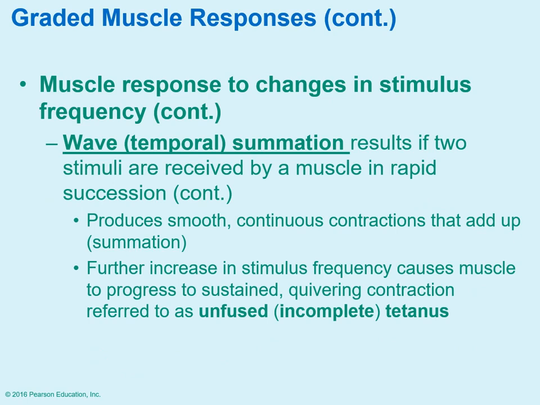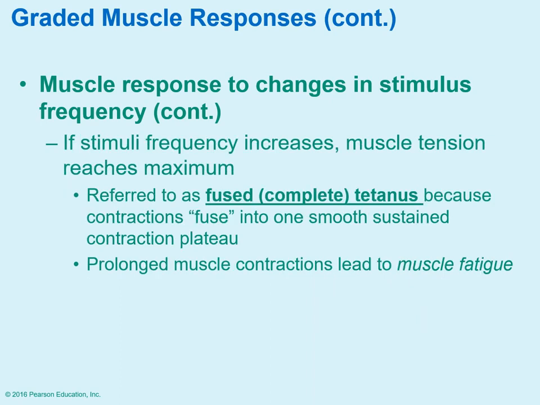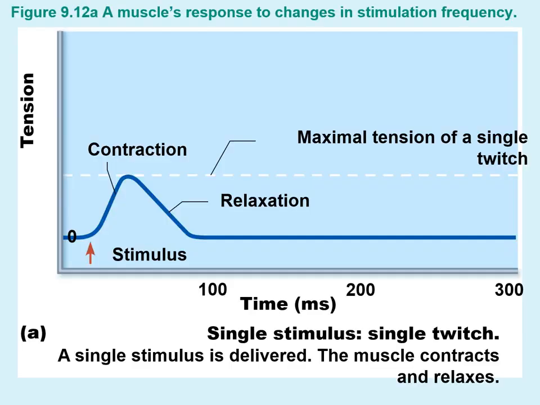If you have stimuli received by a muscle in rapid succession, you can get very smooth, continuous contractions that add up. There's summation, a wave summation type of thing. And then what we call complete tetanus. This is where the stimuli frequency increases the muscle contraction. The tension reaches its maximum. You get one long, smooth, sustained contraction. If you graph it out, it plateaus. Now that can lead to muscle fatigue.